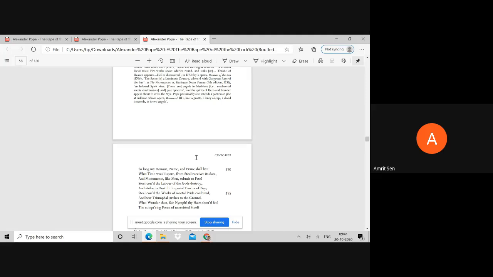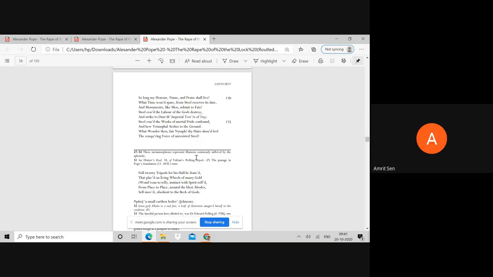When what time would spare, from steel receives its date, and monuments like men submit to fate, steel could the labor of the gods destroy, and strike to dust the imperial towers of Troy. Now, steel here has two meanings, obviously. One is that it refers to the epics where Troy was destroyed by the power of the swords, and therefore the power of the human sword to completely destroy human civilization, right? And incidentally, the reference, of course, is that in the creation of Troy, the gods were involved. So the gods laid the foundations of the towers of imperial Troy, which were destroyed by the steel of men.